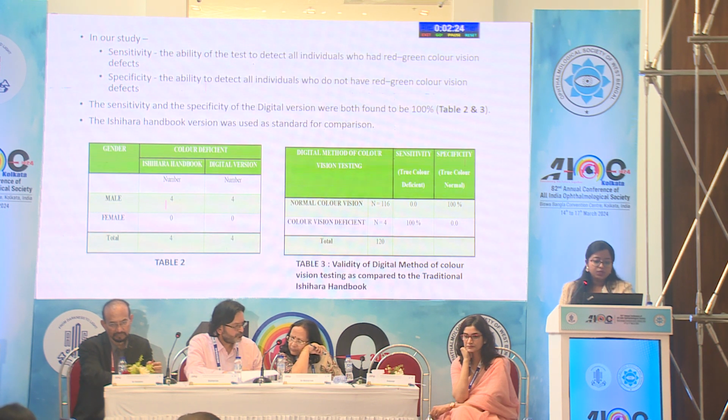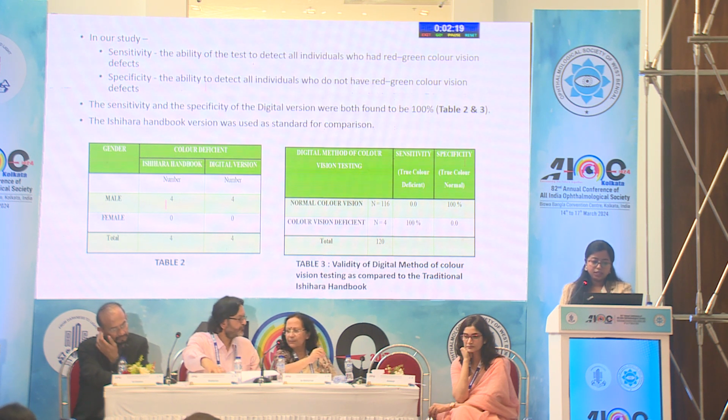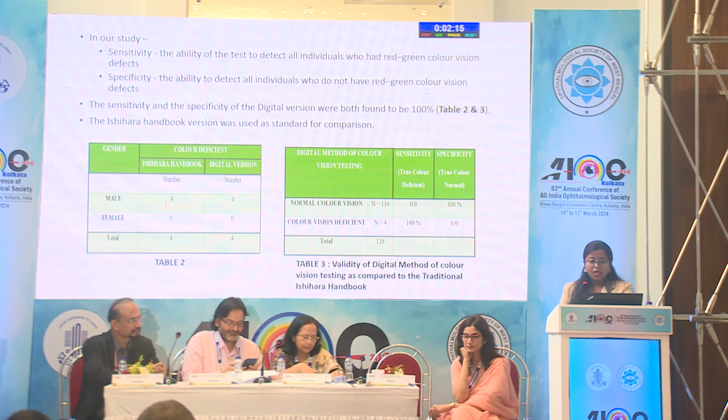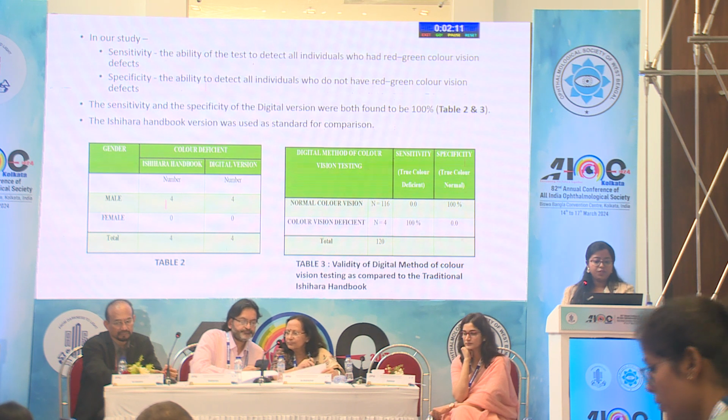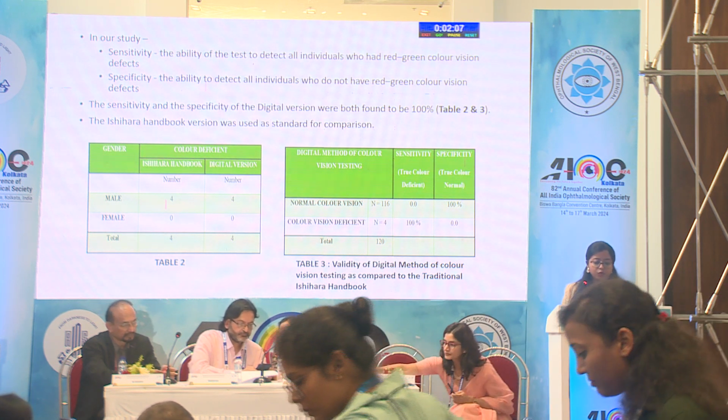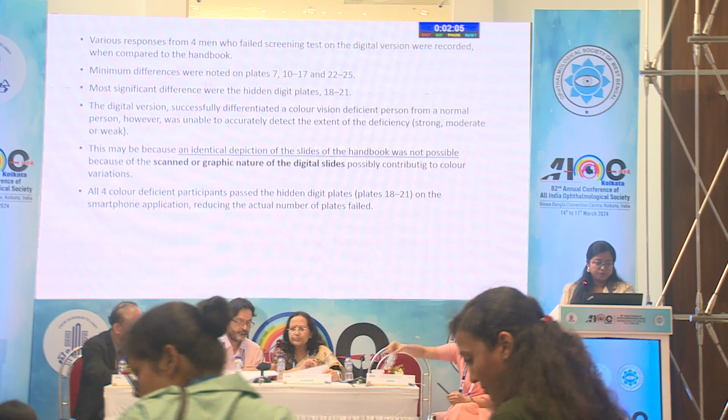Sensitivity was the ability of the test to detect all individuals who had a red-green color vision defect, and specificity was the ability to identify those who do not have any color vision defect. The sensitivity and specificity of the digital version were both found to be 100%. The Ishihara handbook was used as the standard for comparison.